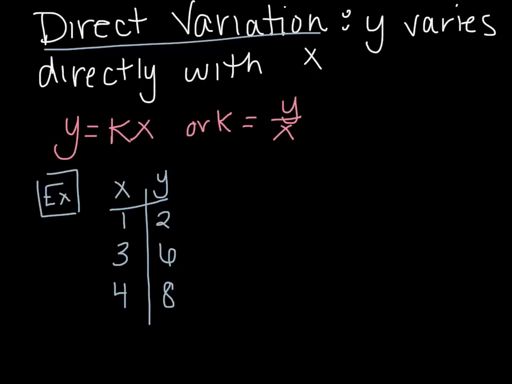Direct variation means y varies directly with x. There's two ways you're going to see it. y equals kx, or I could solve for k and divide both sides by x and get k equals y over x. Now, what we're going to do to find this is we are going to take y over x, and we're going to try these two first.